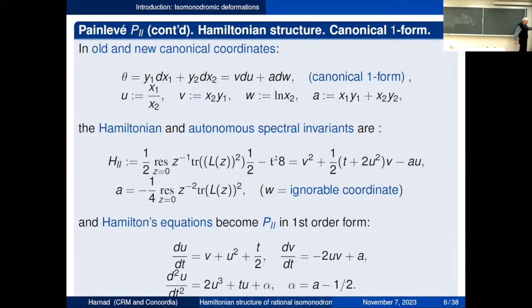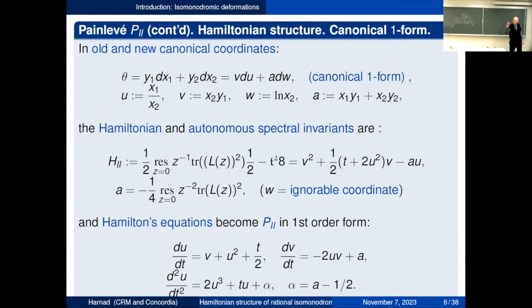And A is also a spectral invariant, but it's a conserved quantity. It Poisson commutes with the H, and it is actually autonomous. It doesn't depend on T. So that's also another spectral invariant. This is the residue of trace of L squared divided by Z, and this is the residue divided by Z squared. So you have these two conserved quantities. A, rather W, A should be thought of as the conserved momentum. W is the conserved position.